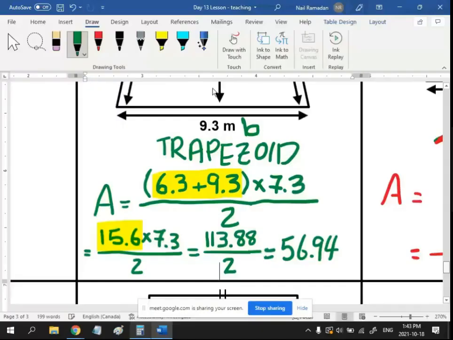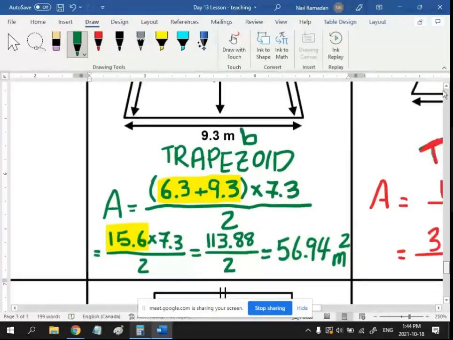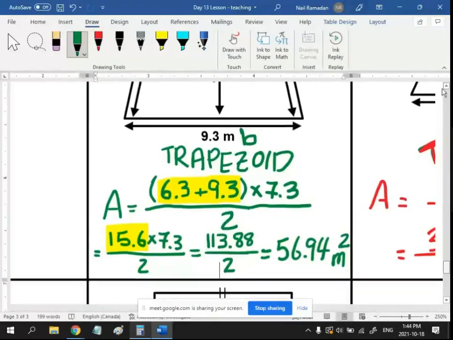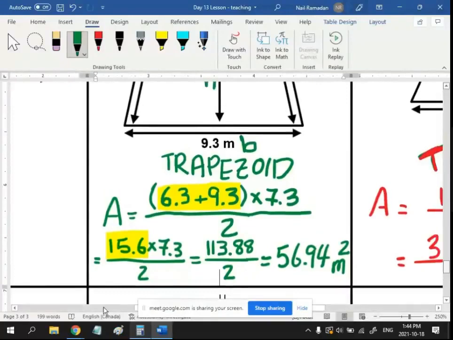Finally, we just have to divide by 2. 56.94. Can someone tell me the unit for this question? Meters, and we square because this is area. Thank you. Okay, so which is the first page of today's handout. You just need to put the numbers in. All right, let's do the next one.